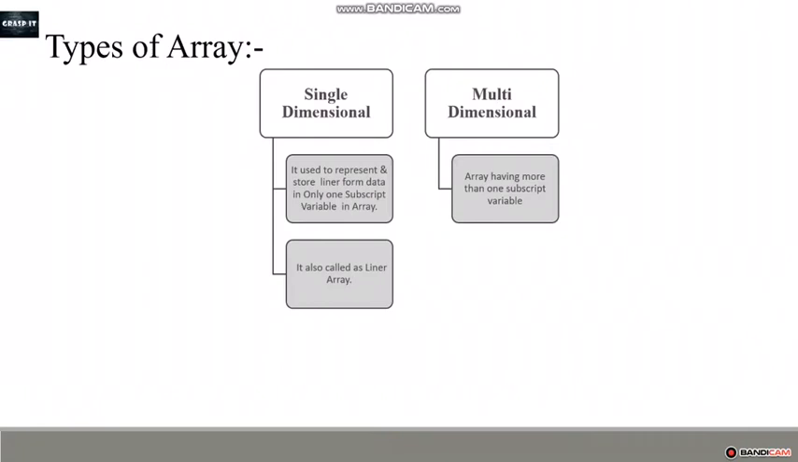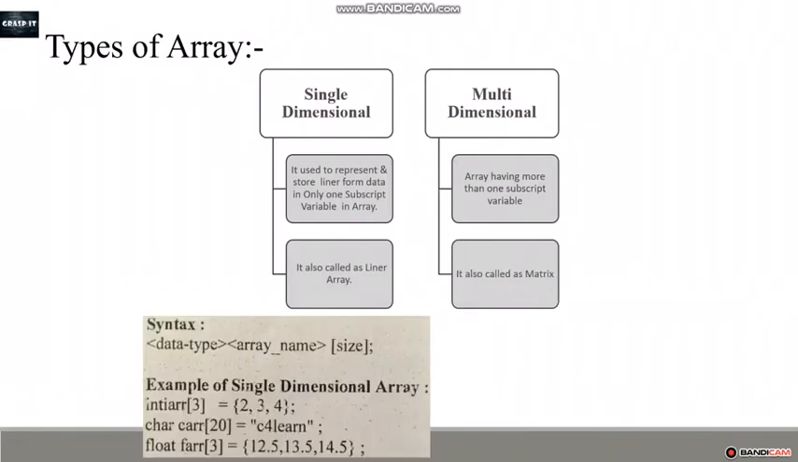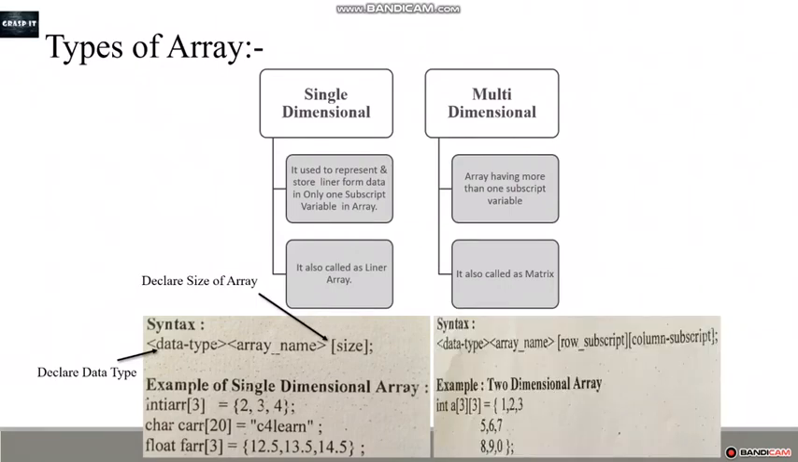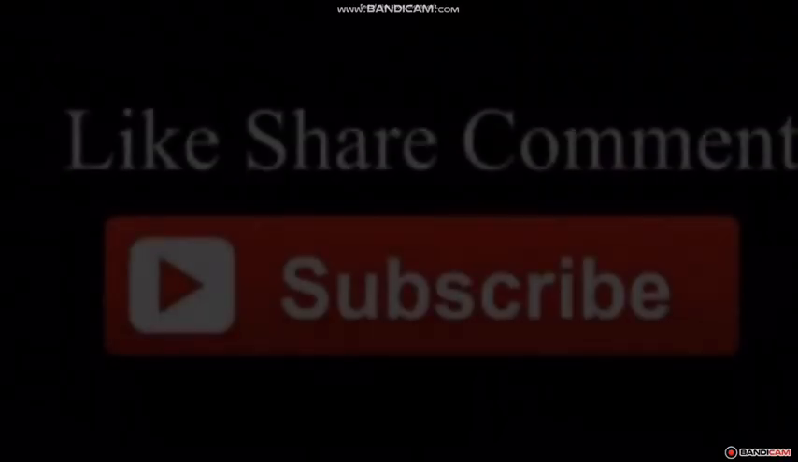Multi-dimensional array has more than one subscript variable. It is also called a matrix. In the single dimensional array syntax, declare the data type and declare the size of the array. It means declare int, index value and number of values. Then for multi-dimensional, declare the rows, the total columns, and the values.